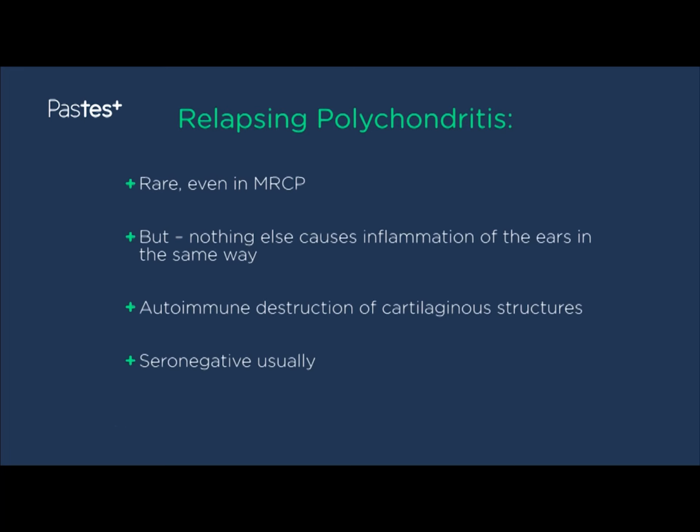Relapsing polychondritis is extremely rare, even in MRCP exams, but nothing else like it causes inflammation of the ears, alternating left or right auricular inflammation. And it's a disease that causes autoimmune destruction of cartilaginous structures. Although the ears often present first and give you the clue to the diagnosis, the really crucial part of this is that it causes damage to the midline cartilaginous structures, the nasal bridge, and also the airways, and they get airway collapse.